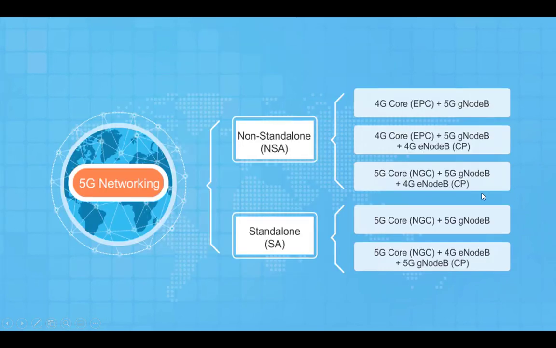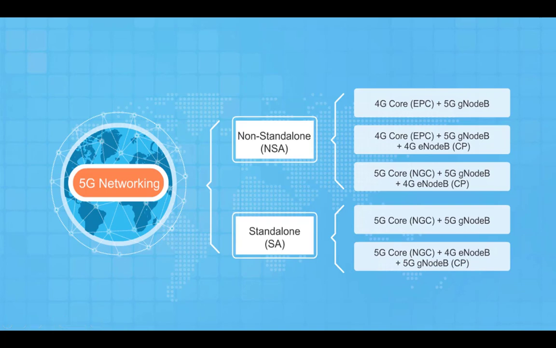What is standalone system and what is non-standalone system? In non-standalone system, it is necessary to have a 4G core, EPC, and 5G gNode B, or it can be 4G core and 4G eNode B. I discussed in an earlier lecture, gNode B is the name of the base station of the 5G and eNode B is the name of the base station of the 4G network.